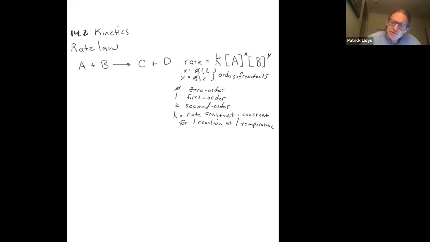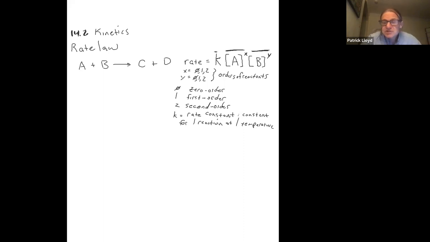Even though it's not constant, meaning you can't use it anywhere or any time, it is a useful value. So rate constant times the concentration of A to the x times the concentration of B to the y. That's called a rate law. We can figure out the speed of the reaction if we know those concentrations and if we know the values of x and y.